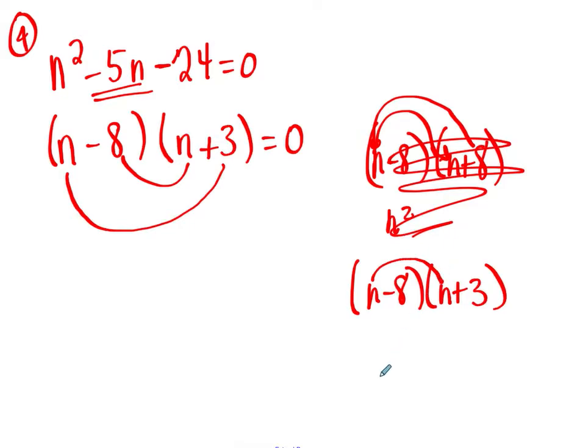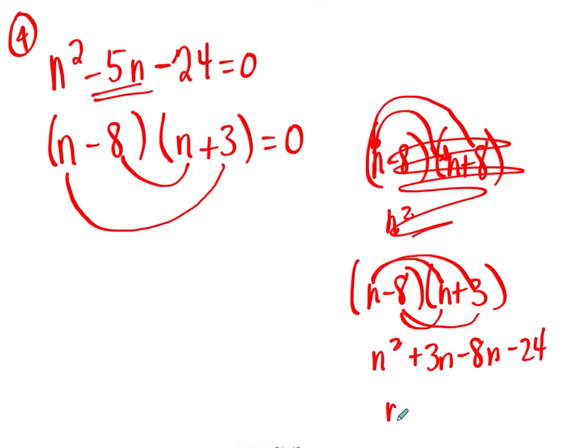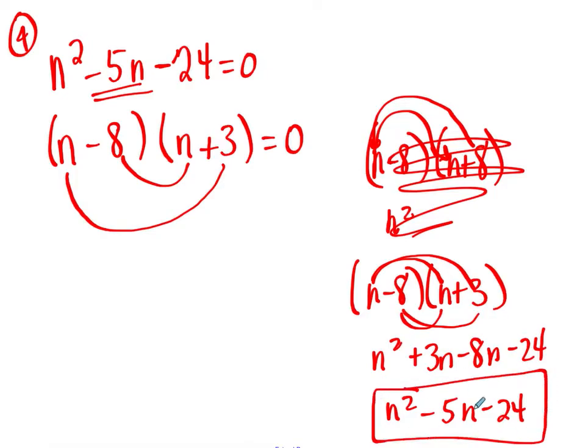n times n is n squared. n times 3, 3n. Negative 8 times n, negative 8n, and negative 8 times 3 is negative 24. How can you make sure your signs are right? You check it just like I did. Because when you multiply it out, it has to give you what you started with.